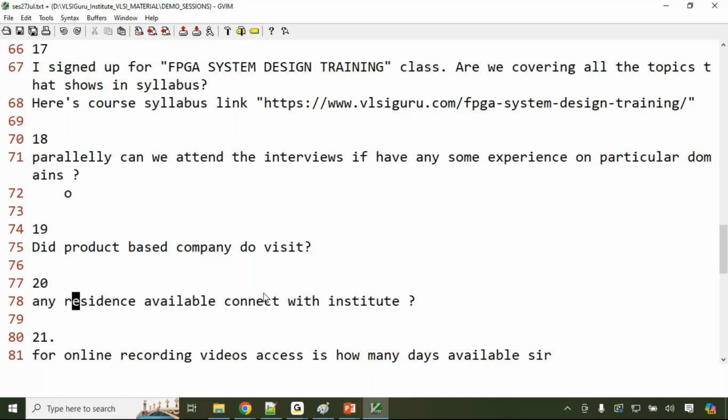Are any residences available connected with the institute? We are not connected with any paying guest PGs, but there are many PGs near the institute, and they mostly cater for the institute's requirements. If you go to the PGs, more than 50% of the people will be from our institute only. They are very nearby, within half a kilometer you will find many PGs.